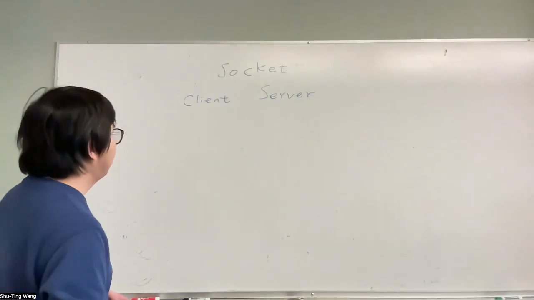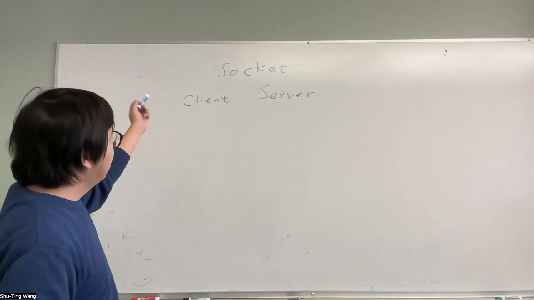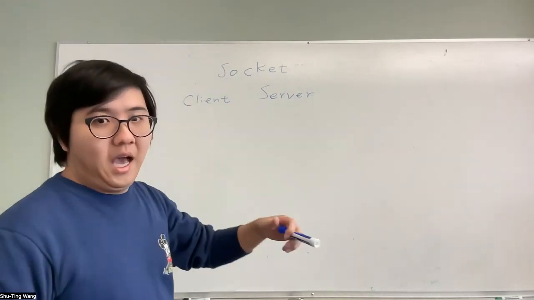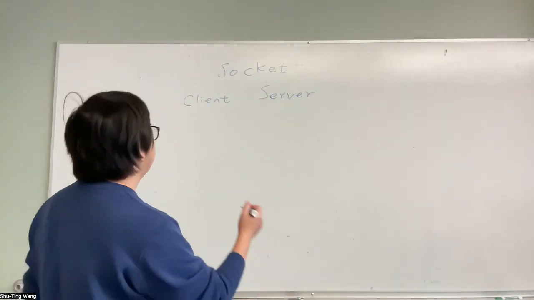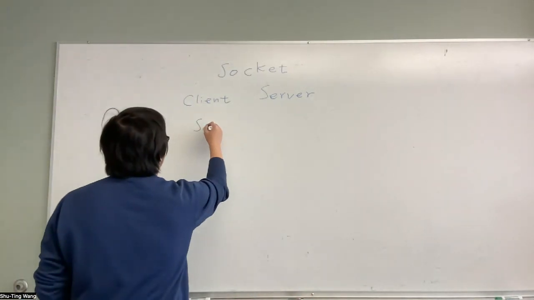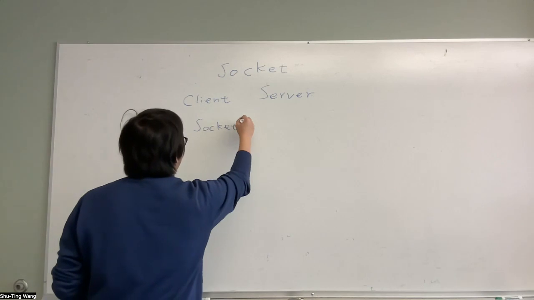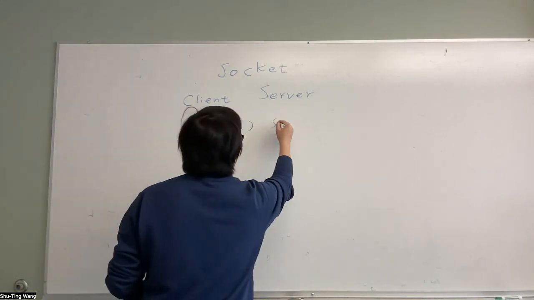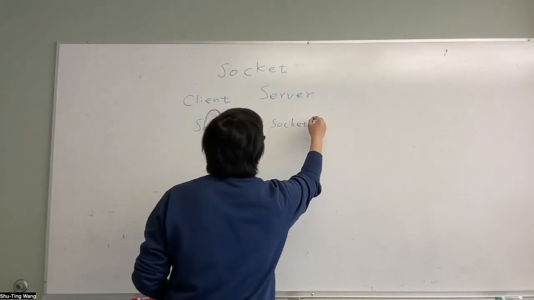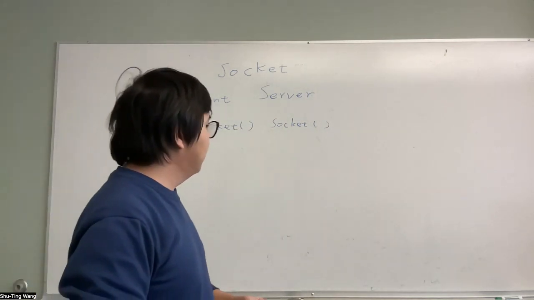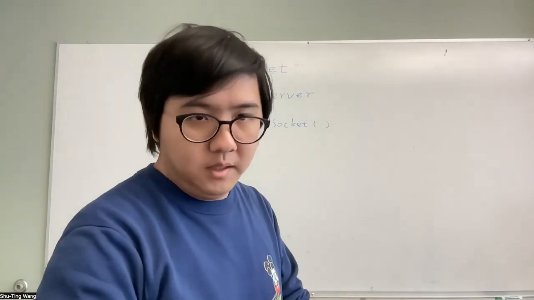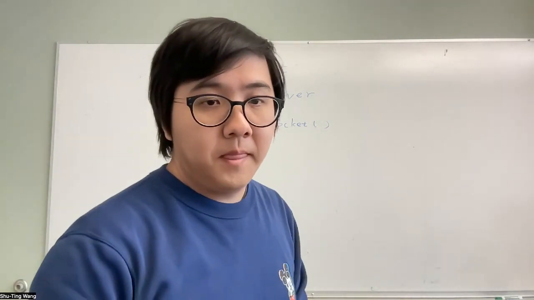So let's look at the whiteboard. Here's the client and the server. How do they send data over the network? First, we have to create sockets. I'll create one for the client, and I'll create another one for the server. Okay, so what do we do now? We've both created sockets on both sides.